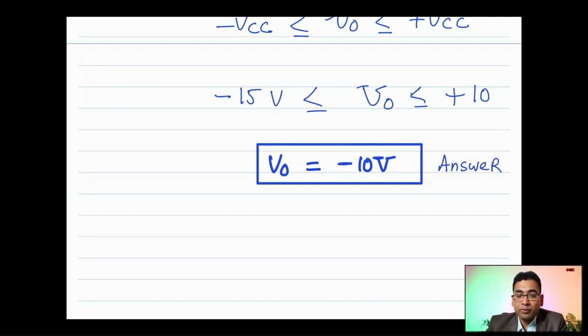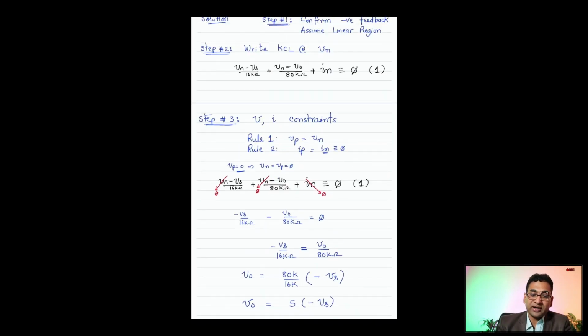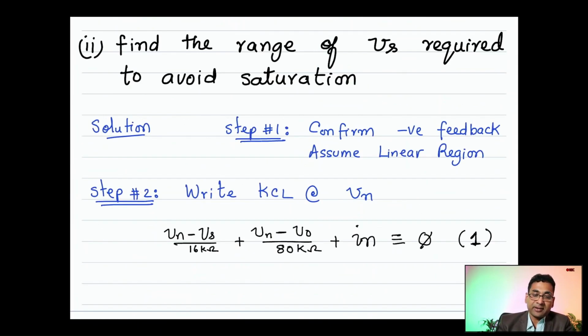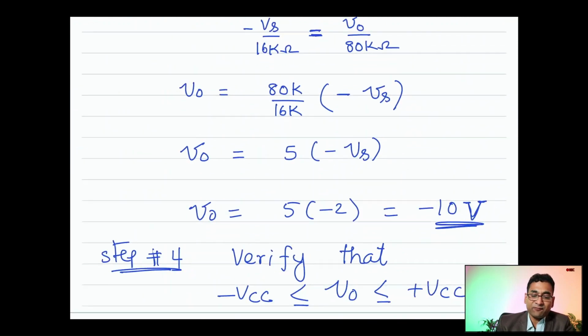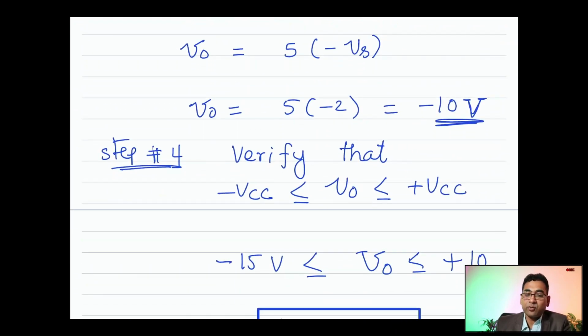Okay, the output VO is negative 10 volts. All you have done is to apply these steps. Step 1, step 2, step 3, and step 4 is the confirmation. We want to verify that the output calculated is within the power supplies.